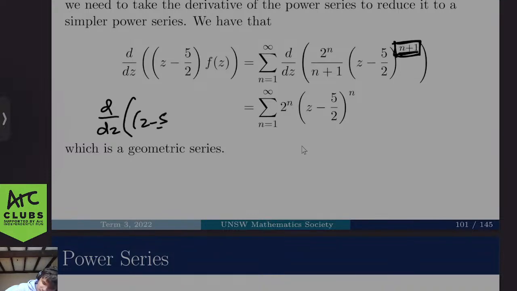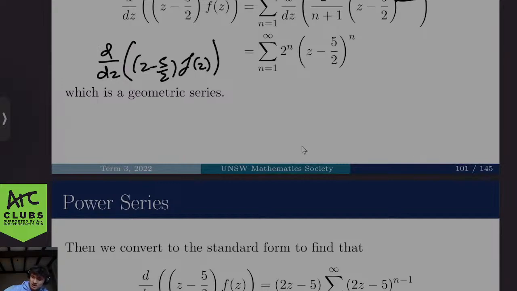So you want to practice a few of these questions to get an intuition for what steps you need to do, but they always involve some sort of multiplication or differentiation inside the sum, and that allows us to simplify it and make it into a geometric sum. And the reason why this is clearly a geometric series is because if I rewrite it like this, you can see that it's just (2z minus 5) to the power n.